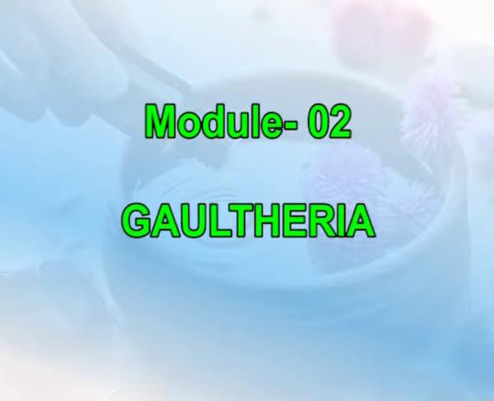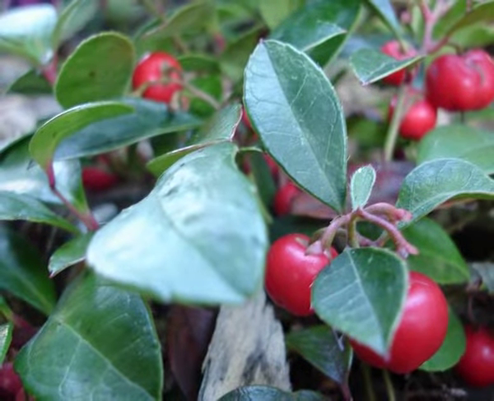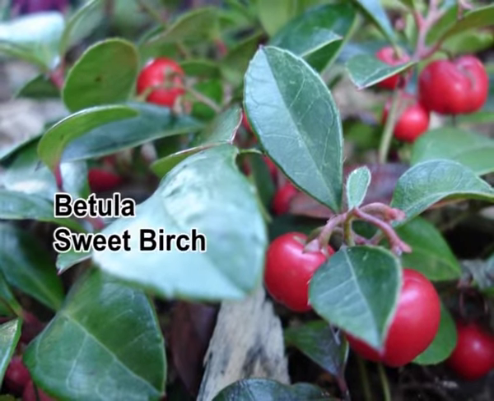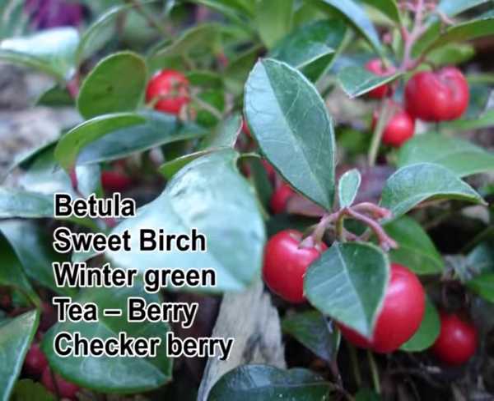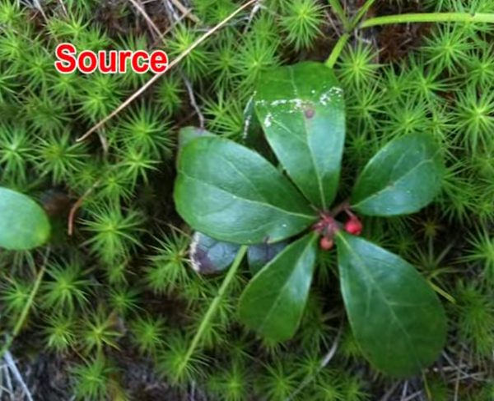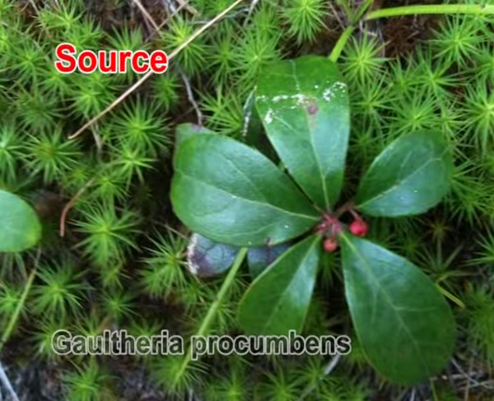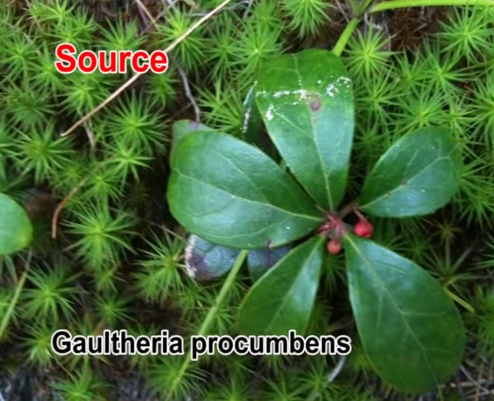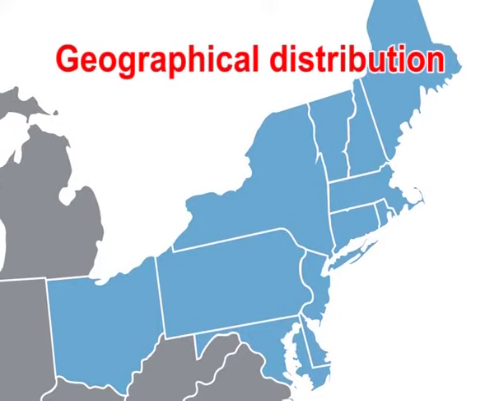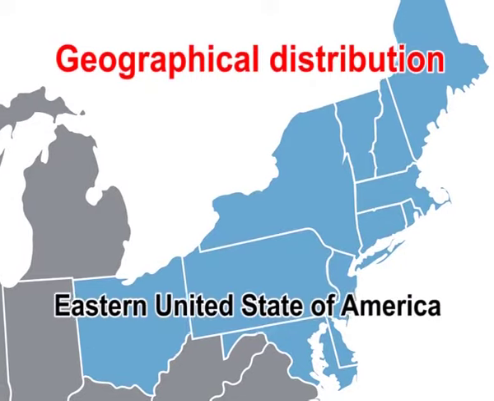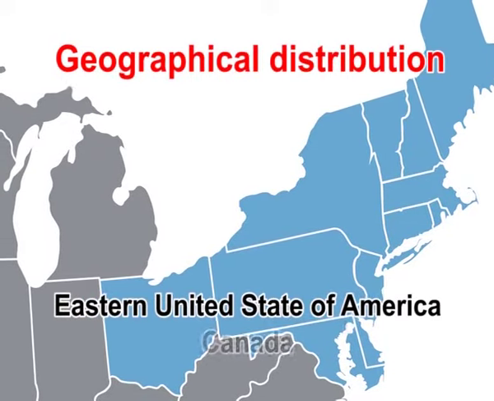Now, I am coming to another module under which we will be discussing Gaultheria, another essential oil bearing drug. Gaultheria is also known as betula, sweet birch, wintergreen, tea berry or checkerberry. Now coming to the source, Gaultheria comprises the leaves of Gaultheria procumbens. It belongs to the family Ericaceae. Coming to the geographical distribution, it is found throughout eastern United States of America and Canada.